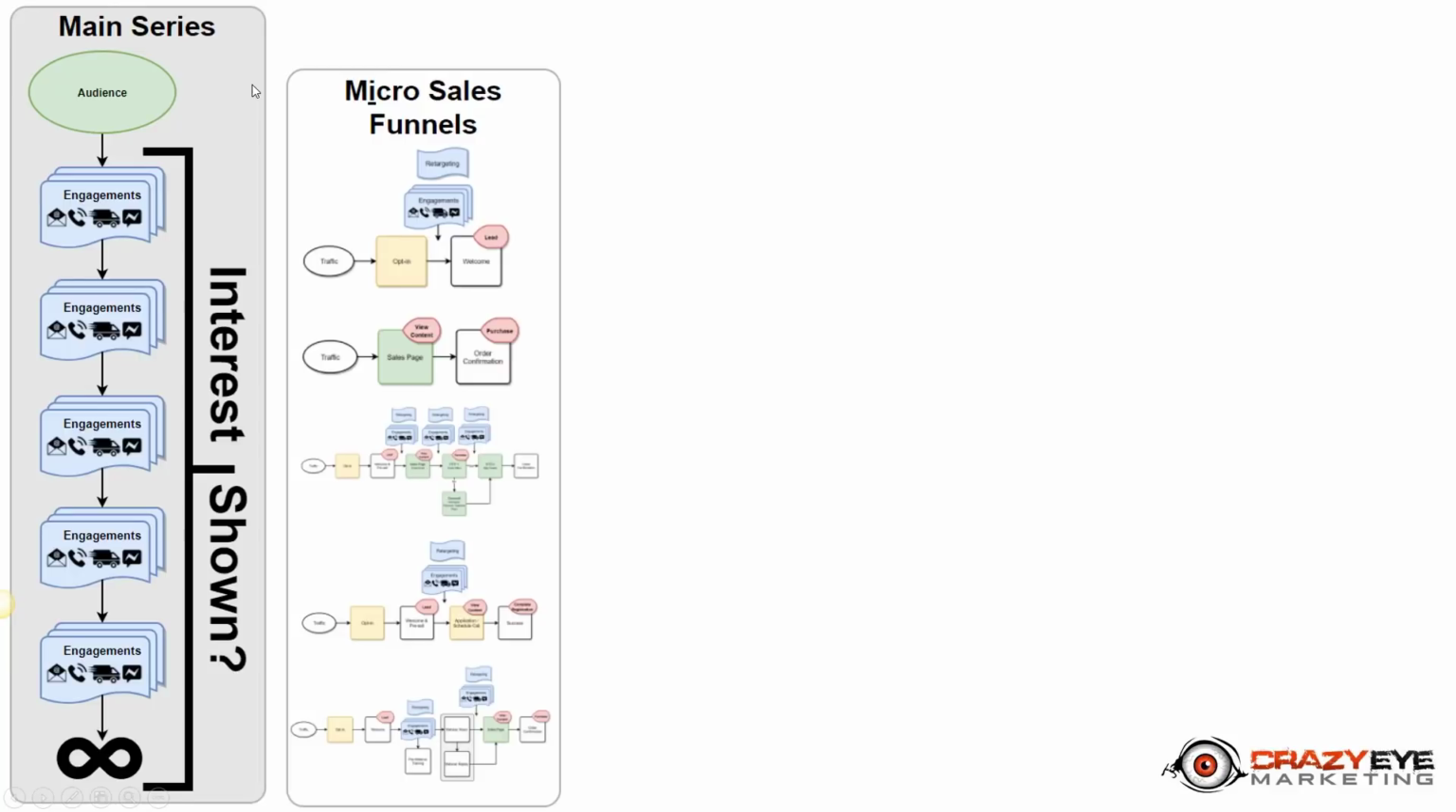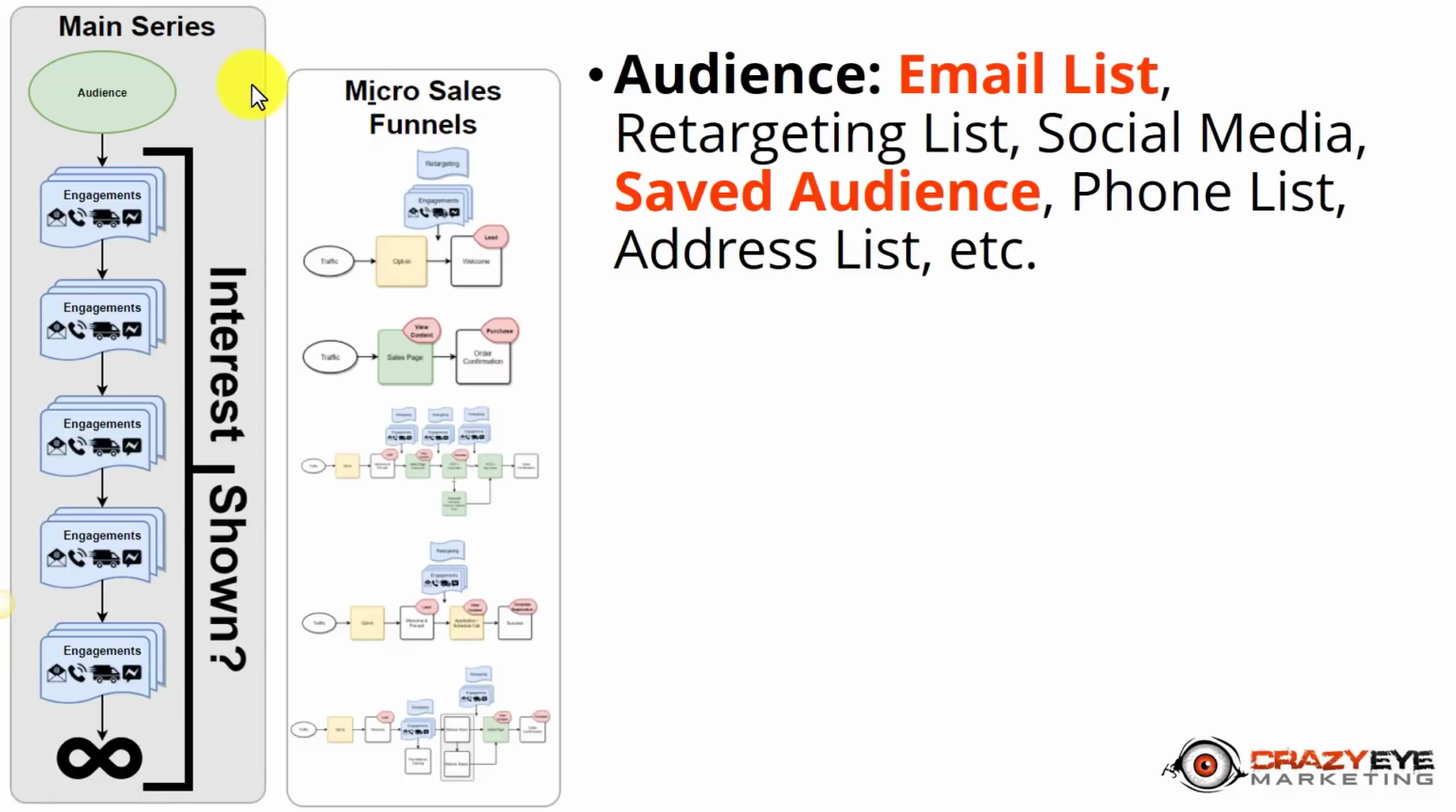Alright, so let's dive into the interest-driven sales funnel strategy. And first things first, we have to figure out our audience. Now again, your audience could be an email list, a retargeting list, your social media profiles, saved audiences, phone lists, address lists, etc. And where we're starting is we have a basic, simple email list that we've never really emailed before. And also, we can go ahead and create a saved audience within Facebook.